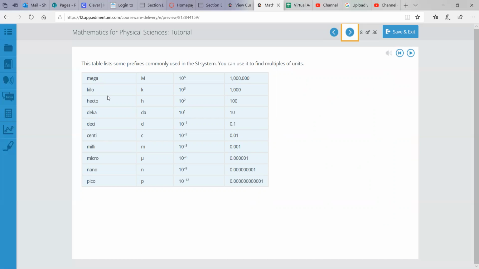And this helps you visually see what I'm talking about. So we talked about kilo, 10 to the 3, 1,000. Centimeter, 10 to the negative second power, which is the same as 1 divided by 100, 0.01. Milli, 10 to the negative third power, which is the same as 1 divided by 1,000, so that's 0.001, okay? And they can get really small or very large, okay?